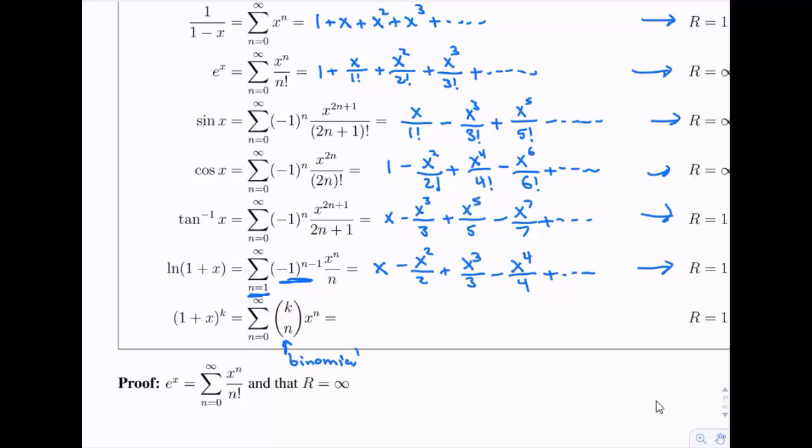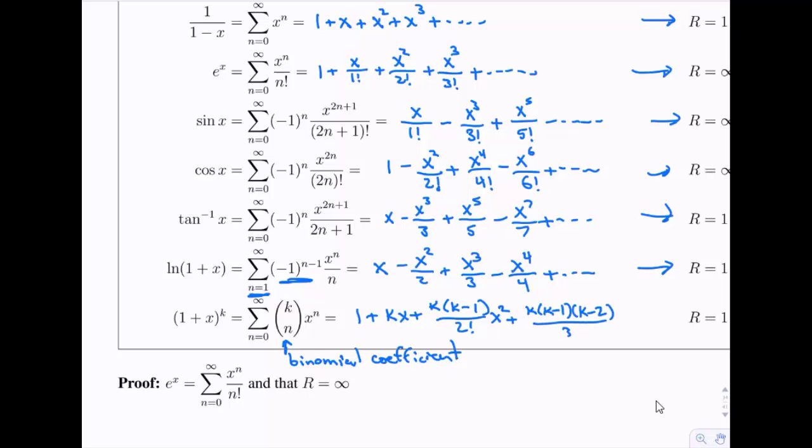And then finally, we have 1 plus x to the k. And this is an important one. This will come up often in your homework. This is a binomial coefficient right here. This is k choose n. And so I want to tell you what the first few values of this are. So 1 plus kx, so this would be k choose 1. K choose 0 is just 1. K choose 2 is going to be k times k minus 1 over 2 factorial.